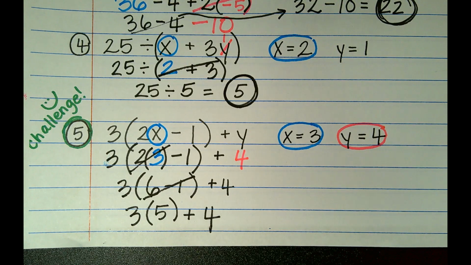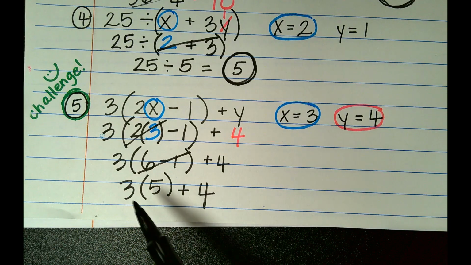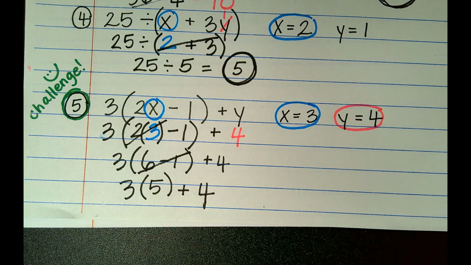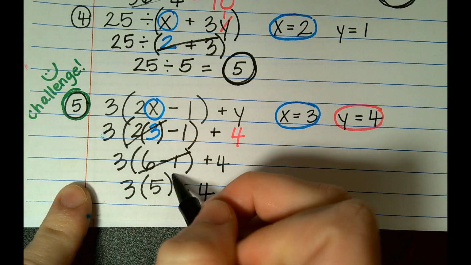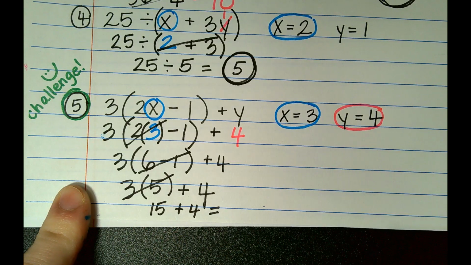Okay, perfect. So now we have 3 times 5 plus 4. 3 times 5 is 15. Yes. 15 plus 4: 15, 16, 17, 18.